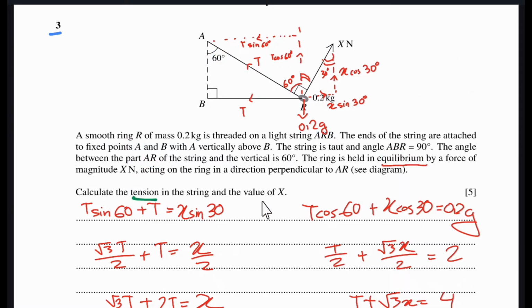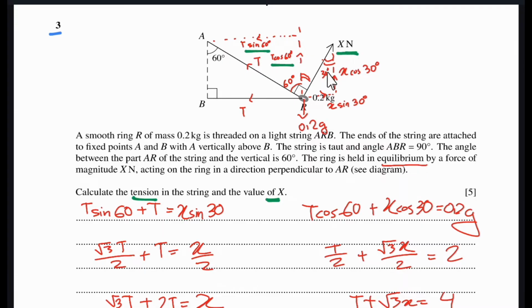Calculate the tension in the string and the value of x. So we need to find the tension in the string and the value of x. For this tension and x, we need to find their horizontal and vertical components of forces. Since this angle is 60 degrees, this side is parallel to this side and this is a transversal. So this angle is the same as this angle, that is 60 degrees. Then this side is t cos 60 degrees, and this is t sin 60 degrees.